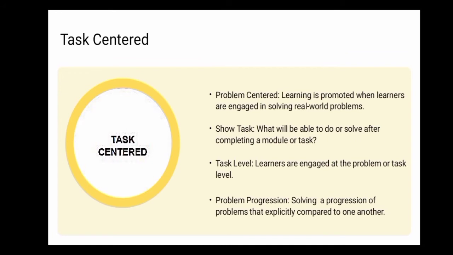So next is the problem progression. It states that learners solve a progression of problems that are explicitly compared to one another. Meaning, to master a complex problem, students must first start with a less complex problem. When the first problem is mastered, students are then given a more complex problem. Through a progression of increasingly complex problems, the students' skills gradually improve until they are able to solve complex problems.